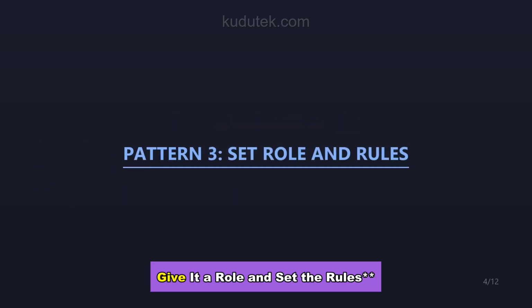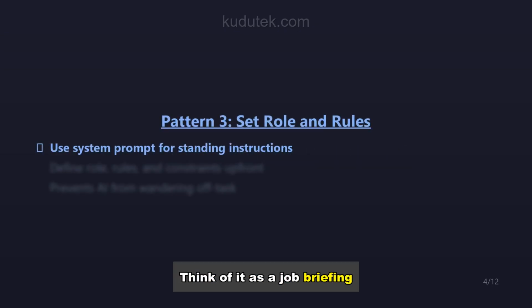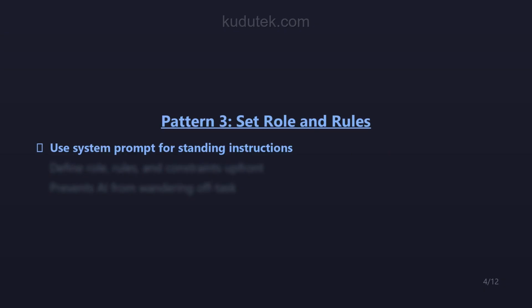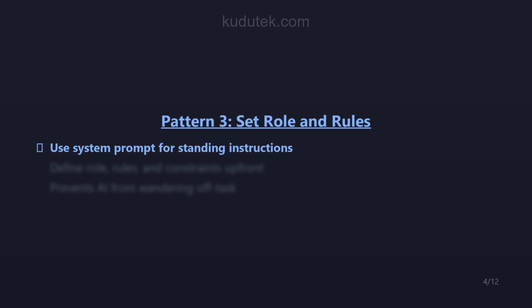Pattern 3. Give it a role and set the rules. Pattern 3 is about setting the stage before the work begins. Think of it as a job briefing. Before someone starts a task, you tell them, you're acting as X, here are the rules, here are the constraints. With the Claude API, you can set what's called a system prompt, a standing instruction that shapes every single response.